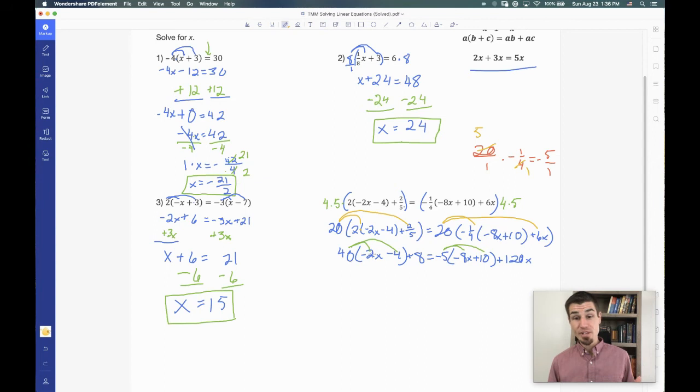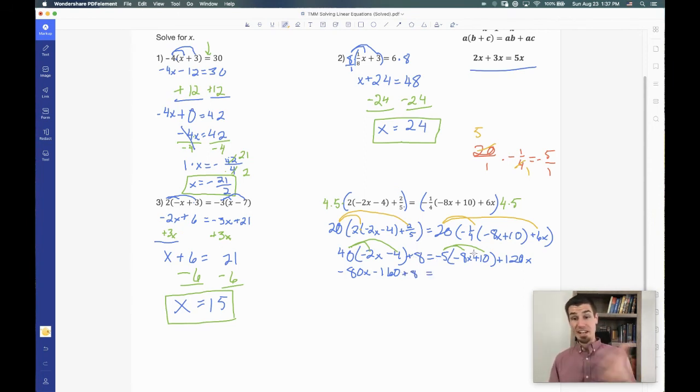40 times -2x, that's a positive times a negative. So it's negative. 40 times 2x is 80x. 40 times -4, positive times a negative, right? That gives us a -160. And then we still have that plus 8. We didn't do anything to it. We didn't distribute to it. We just got to bring that down.